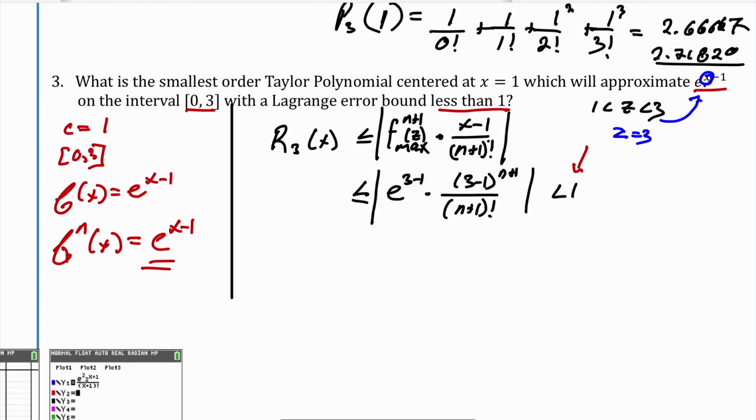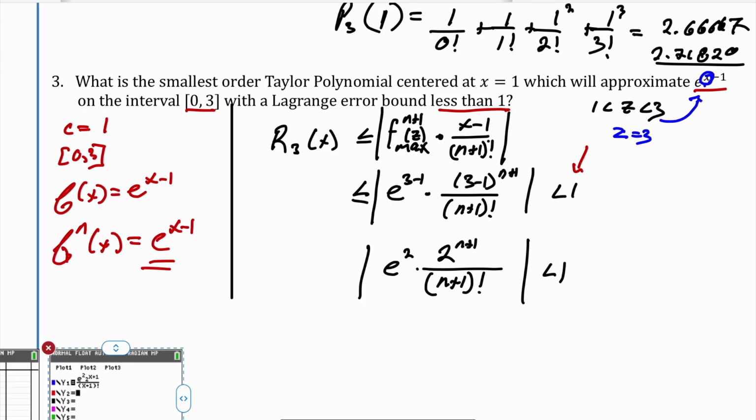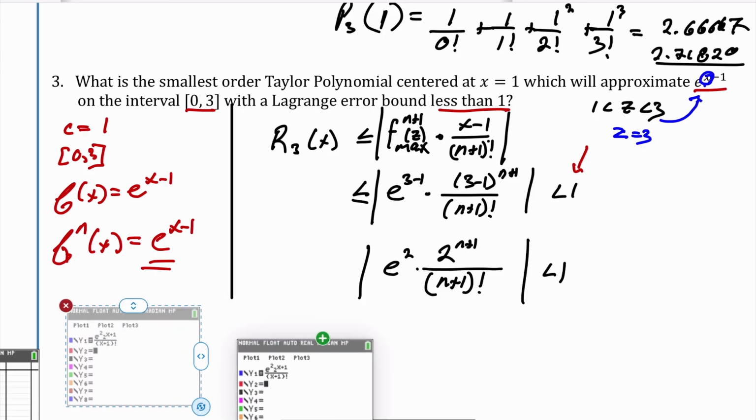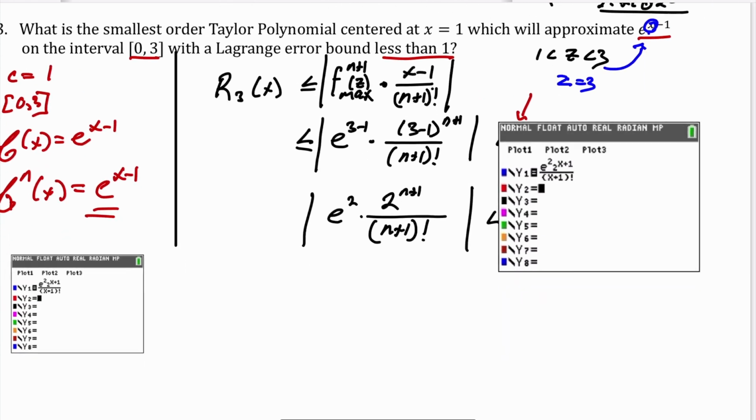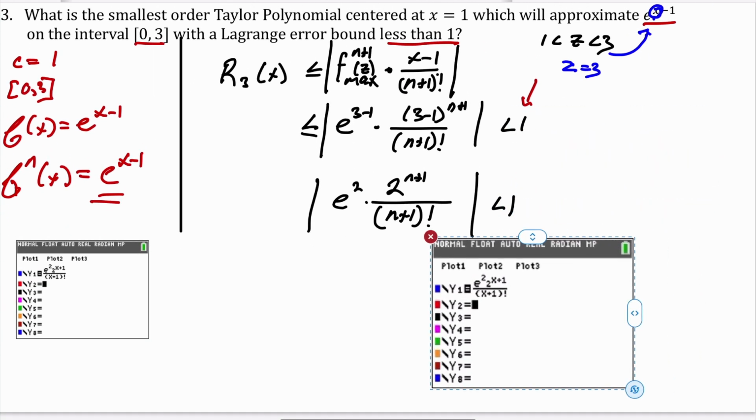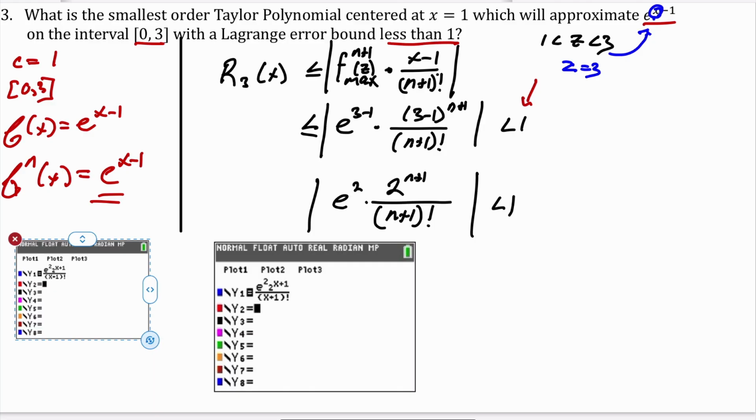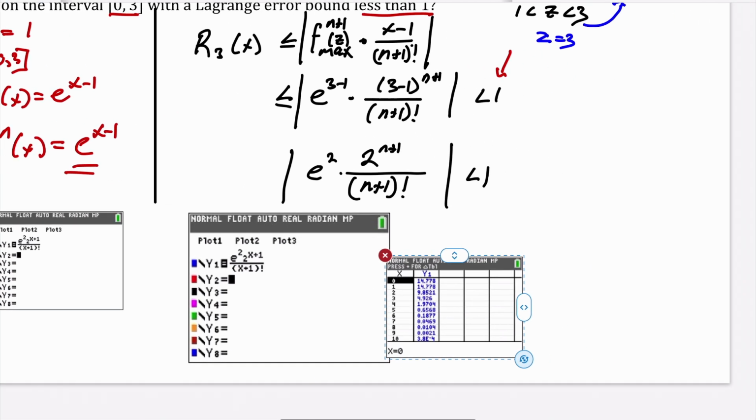Okay, so let's see if we can clean it up just a little bit more before we start messing with the algebra. So we're going to have the absolute value of e squared times 2 to the n plus 1 over n plus 1 factorial. That has to be less than 1. So what you're going to do is plug this into y equals. Let me get a little bit of room here for you. And when you do that, you're going to get a table of values.